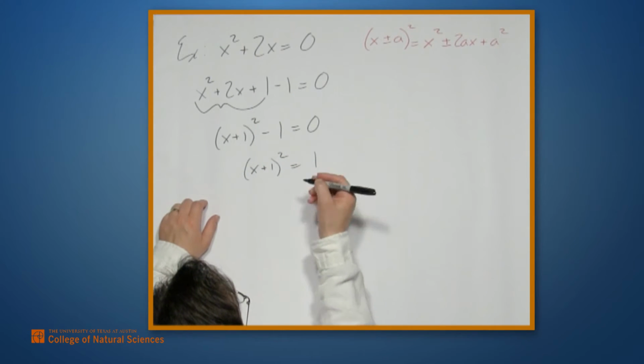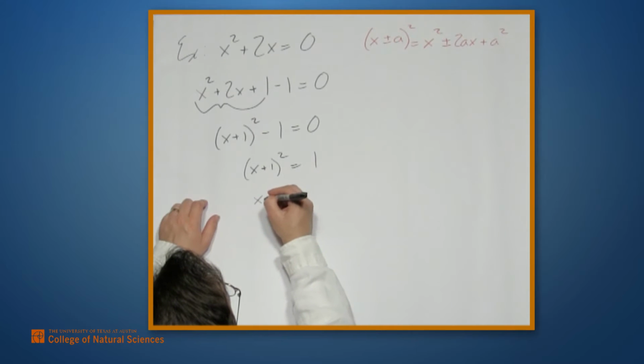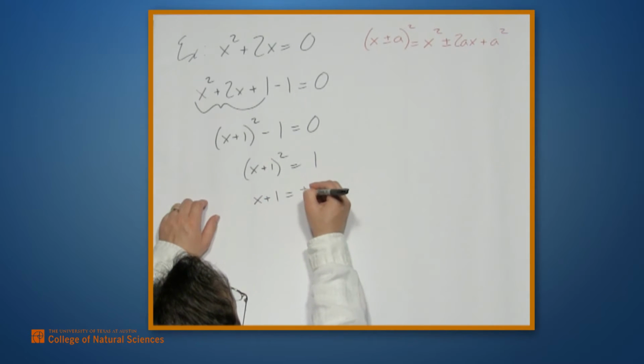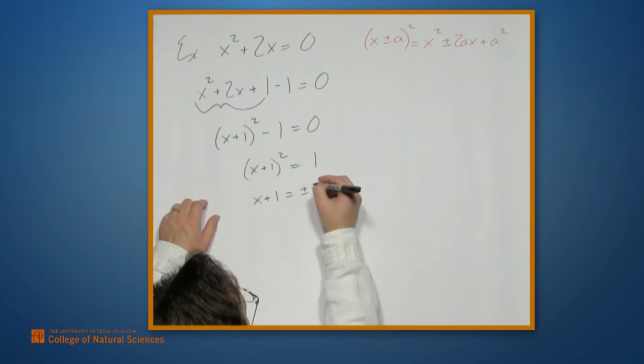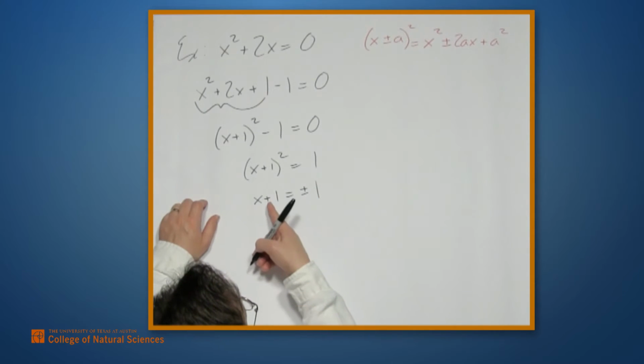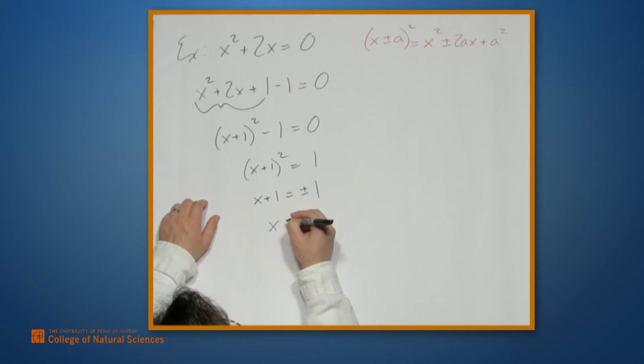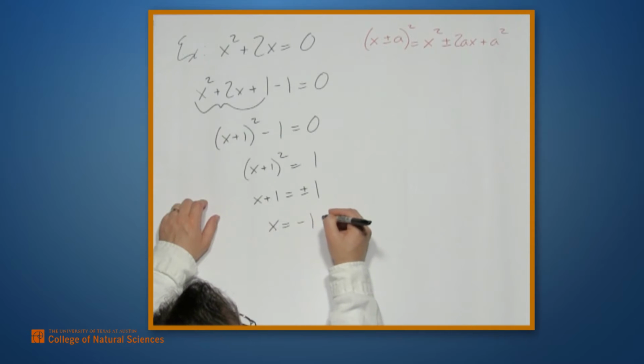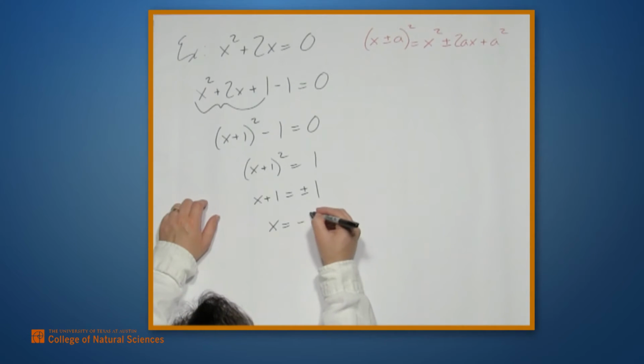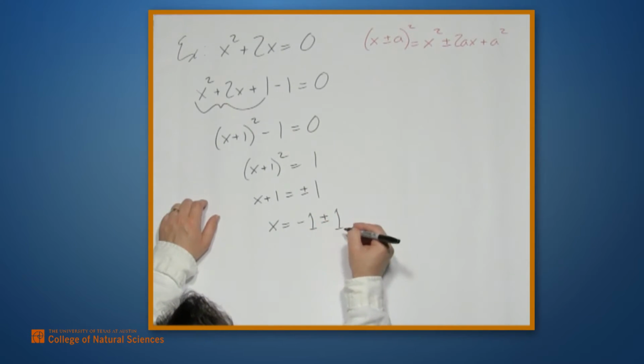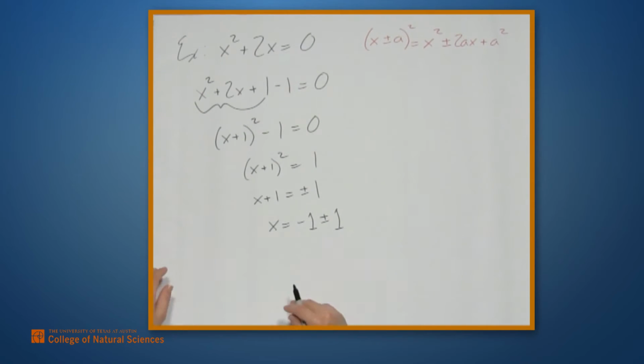Take the square root of both sides. We get x plus 1 equals plus or minus the square root of 1, which is itself 1. We'll move this 1 to the other side, and we get x equals negative 1 plus or minus 1. Let's make these 1's a little bit clearer. Let's look at a slightly more complicated example.